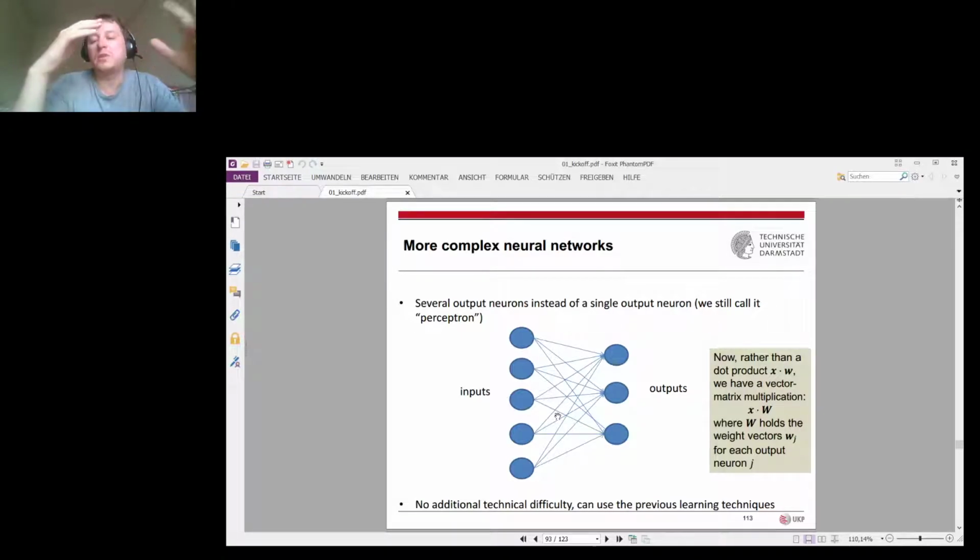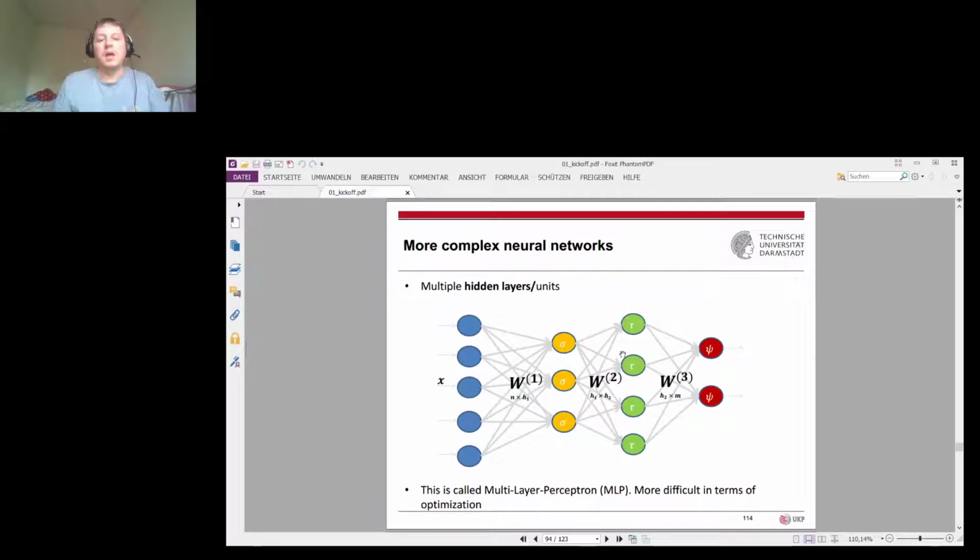Then we have a vector-matrix multiplication, because the input stays a vector, and now we multiply this input with the weight matrix to get the pre-activation for each output unit. And then we put a nonlinearity on each of these pre-activations. Going from one output unit to four output units is not a big step. We would still call that a perceptron. What is a bigger step is to introduce hidden layers.